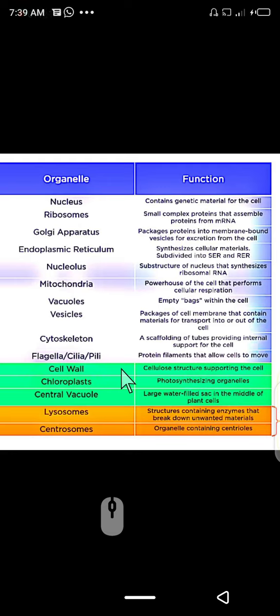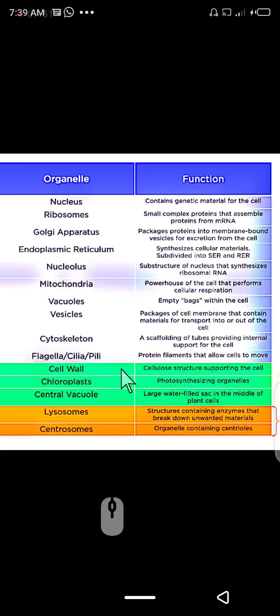Then the chloroplast, organelles for photosynthesis purposes. The central vacuole, a large water-filled sac in the middle of plant cells. The lysosomes, structures containing enzymes that break down unwanted materials. The centrosomes, organelles containing centrioles.